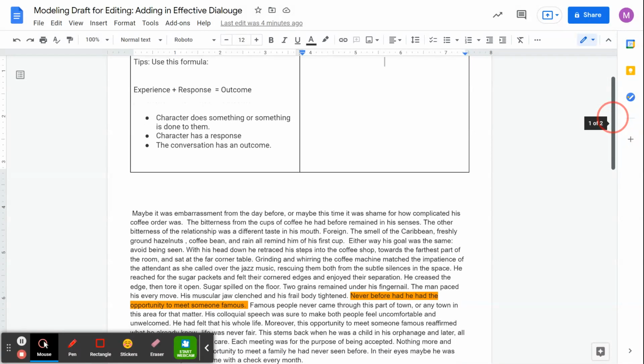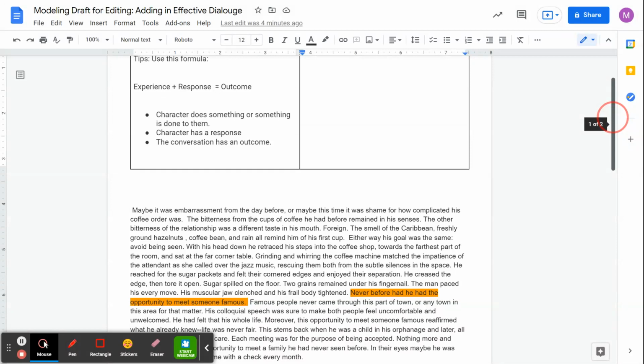And so, as writers, our responsibility is to either reveal more of the character or more of the plot. And especially as the character interacts with other people, we want to make sure that the dialogue is effective. And so that's why the conversation has to have an outcome.